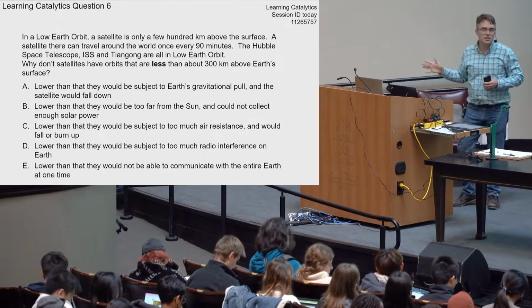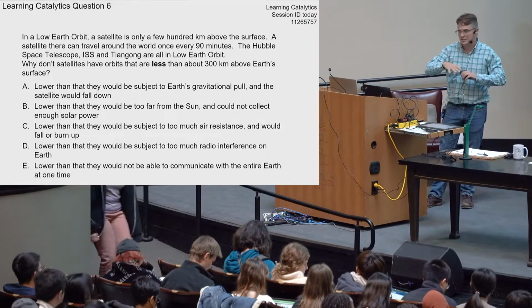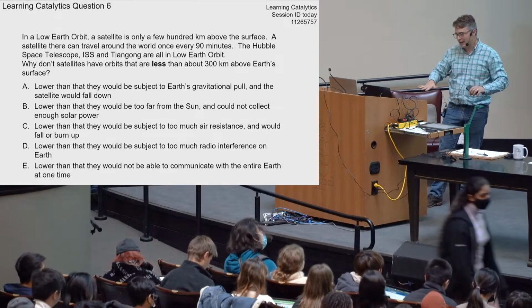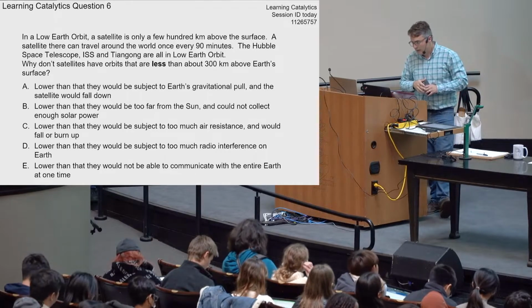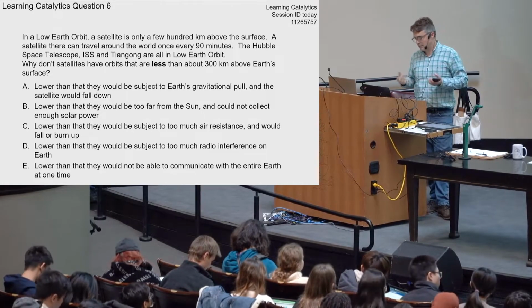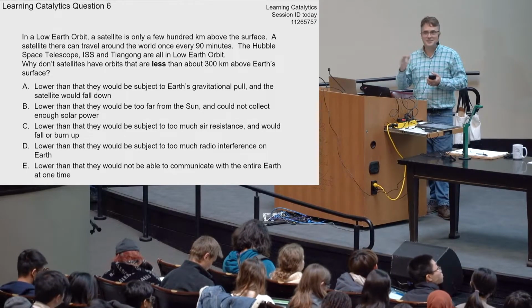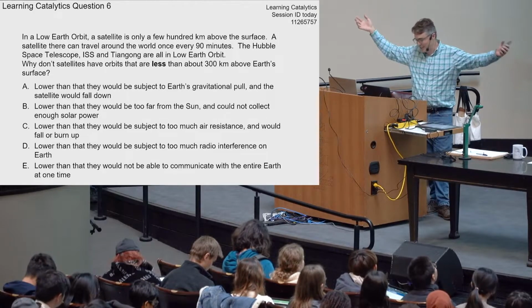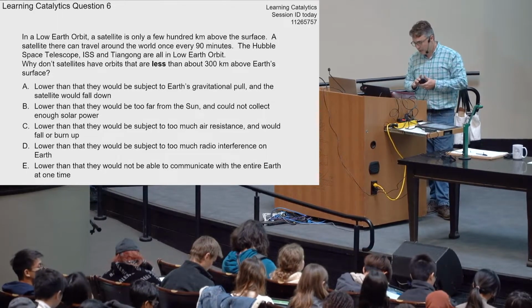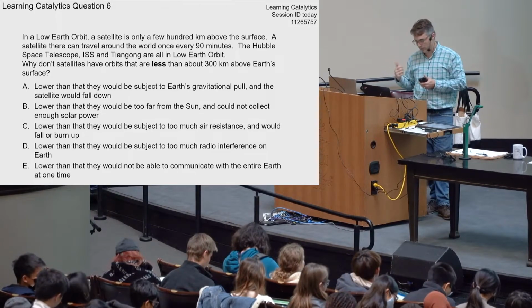And all these other answers are just not the correct answer. Certainly, the gravitational pull is just about the same in low Earth orbit as it is down here on the ground. So that's just not at all correct. It's the speed which is keeping you in orbit, not the lack of gravity, right? And I don't know about this too far from the sun. The distance is very small if you compare it to the distance to the sun, which is millions of kilometers. Yeah, C is it. Too much air resistance, and it would fall or burn up.